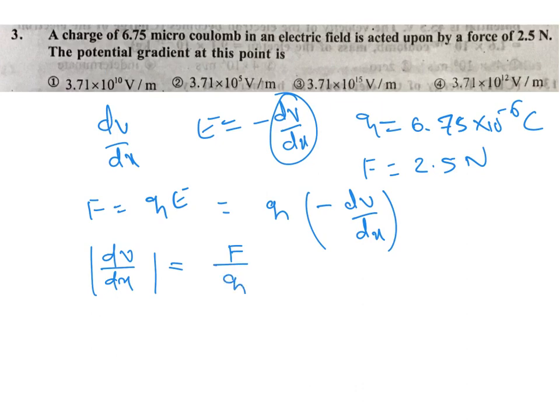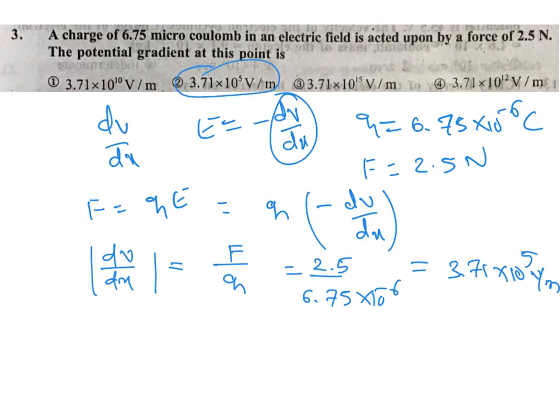F divided by Q. The force is 2.5 newton and the charge is 6.75 into 10 to the power of minus 6. So F by Q will give you the answer as 3.71 into 10 to the power of 5 volt per meter. This is the right answer. Option 2 is the right answer for this.